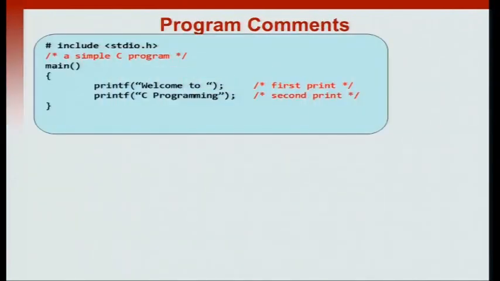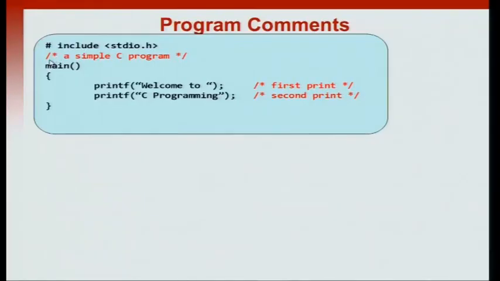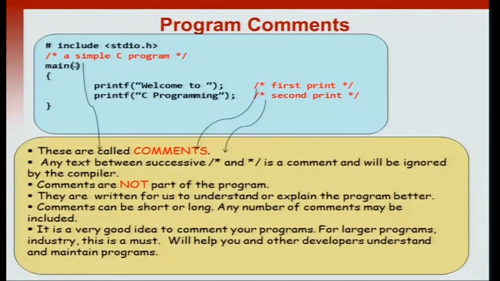Now when you code, in addition to the statements which are actually executed, you may also give a few additional remarks. These are what are known as program comments. For example, the lines a simple C program, first print and second print, these are the comments in the code. Okay. So whatever is highlighted in red in the code is what are known as comments. Any text between /* and then later followed by a */. So any text between successive /* and */ is a comment, and it will be ignored by the compiler.